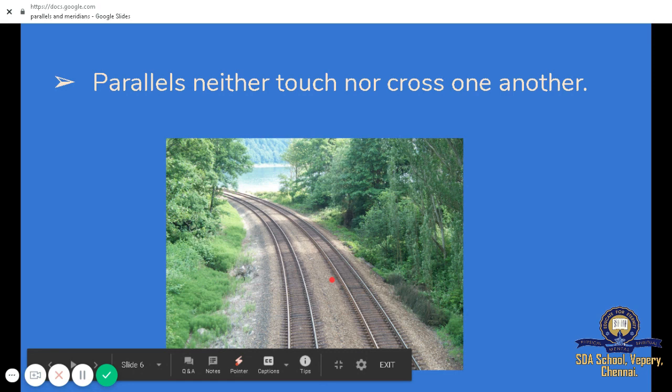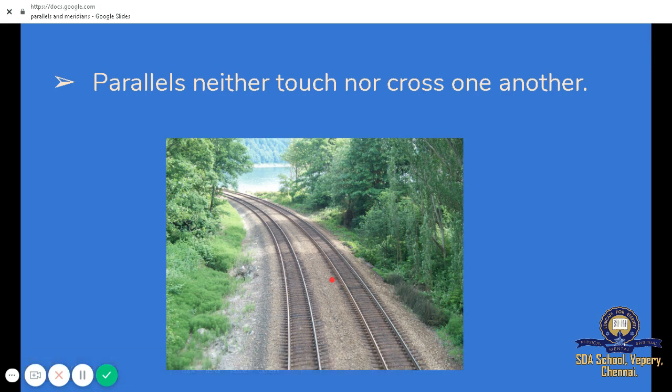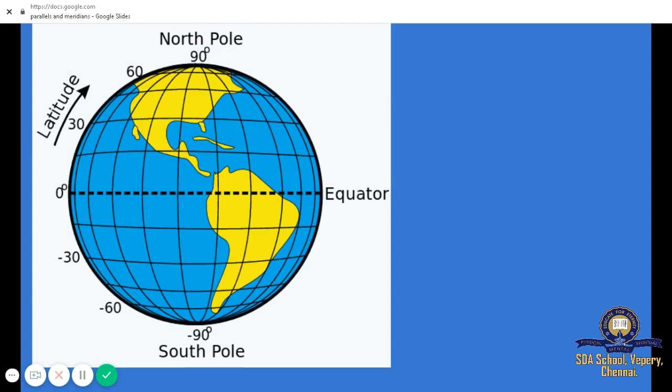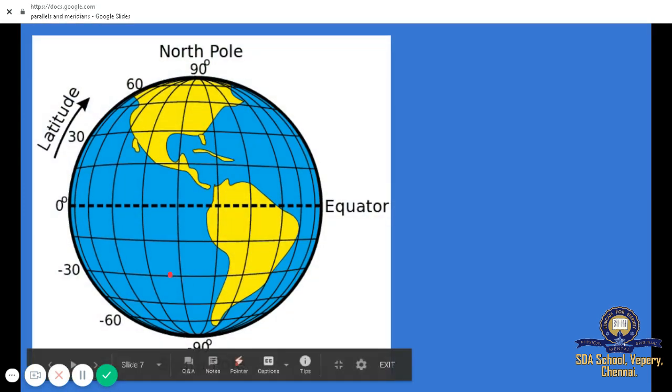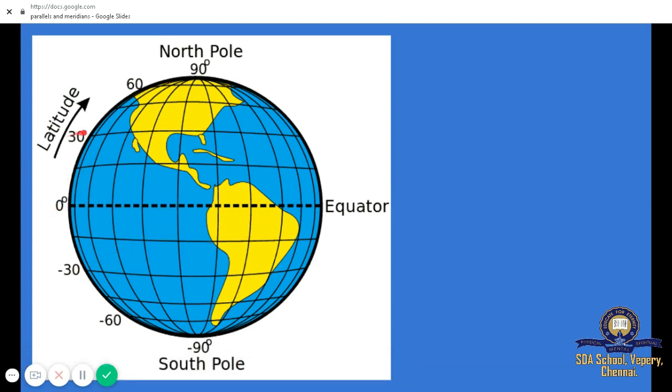Then you can ask a question: how are parallels numbered? How can we number them? It is a first parallel line, then it is a second parallel line. How many parallel lines are there on the Earth? You can also ask a question like that. We start from the equator, which is marked as 0 degree.